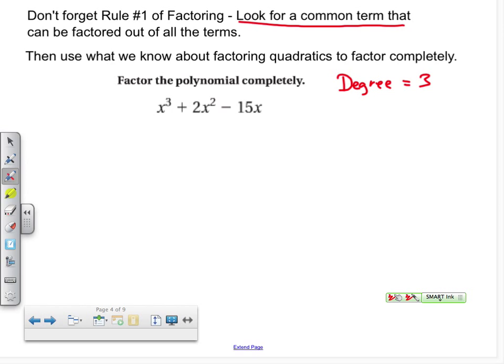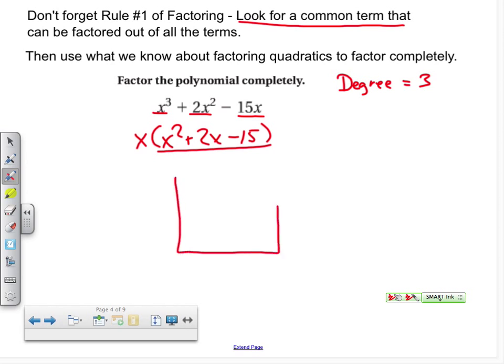So let's start by looking for common terms. And as we look here, we can see that each one has an x. So I'm going to factor out an x. We got x squared plus 2x minus 15. And then what's left, that has a degree of 2 that may be able to factor further. That's a trinomial. We would factor that using the box.